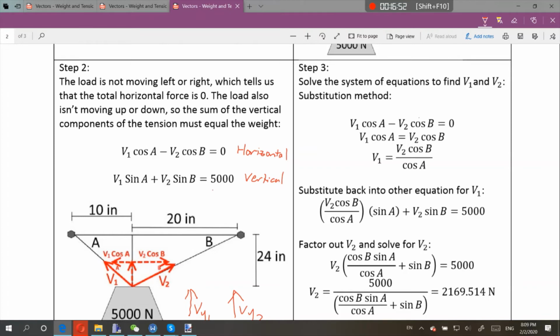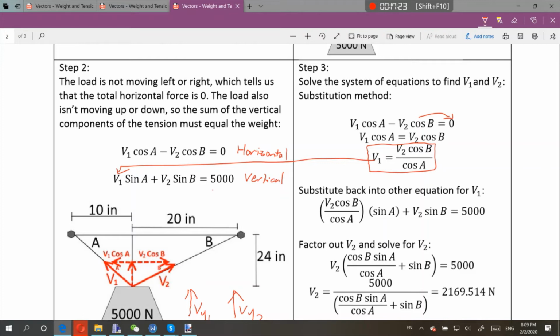So I'm going to add V2 cosine B to the other side, and then divide all of my parts by the cosine of A to get V1. And now that I know what V1 is, I can take V1 and substitute that back into our vertical equation here. So now instead of V1 sine A, I will have V2 cosine B cosine A sine A plus V2 sine B equals 5,000.